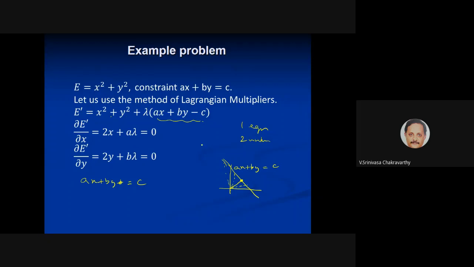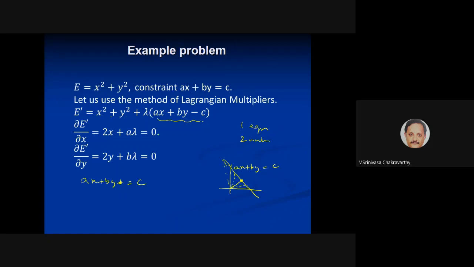So let us do it for this sample problem, because you can get some geometric intuition, and then we'll take up the more general case. You are trying to minimize this cost function x squared plus y squared under the constraint ax plus by is equal to c. If you use the method of Lagrangian multipliers and write down this extended Lagrangian cost function, E prime is equal to x squared plus y squared plus lambda times (ax plus by minus c). So you take ∂E'/∂x and ∂E'/∂y.